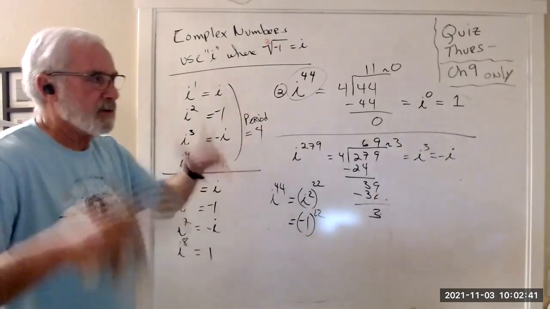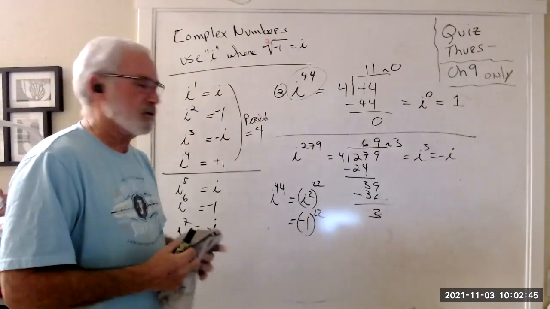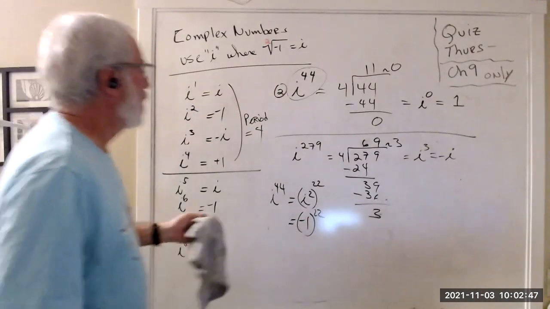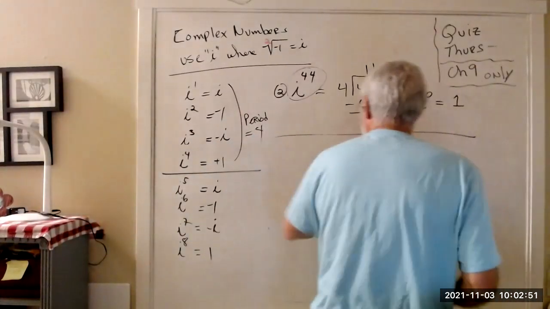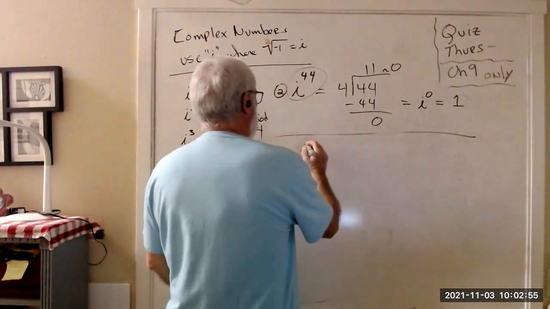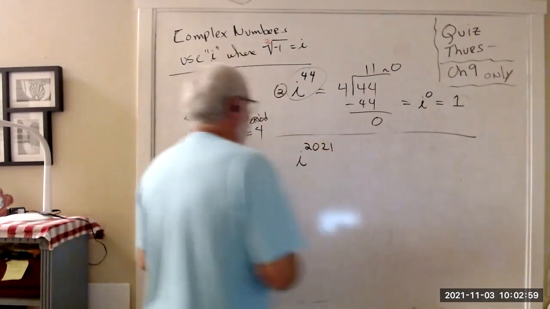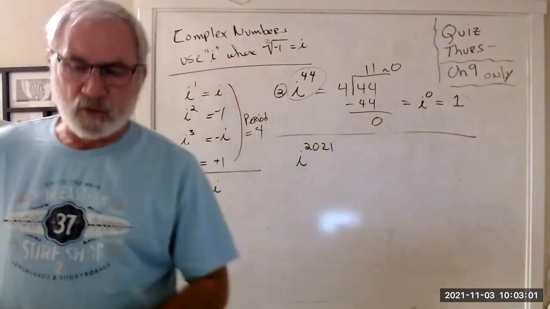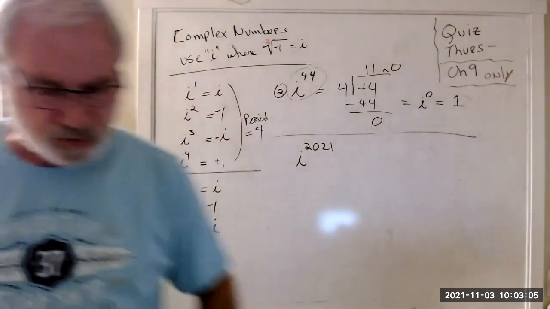Okay. And I'm not saying you're wrong. I'm just saying my way works better always. Just for fun, you guys try this one. I always love this one. i to the 2021, this is the date. So reduce i to the 2021, whatever it reduces to.